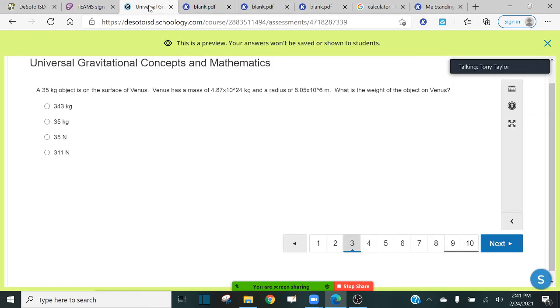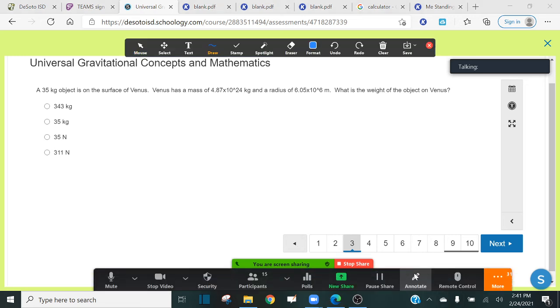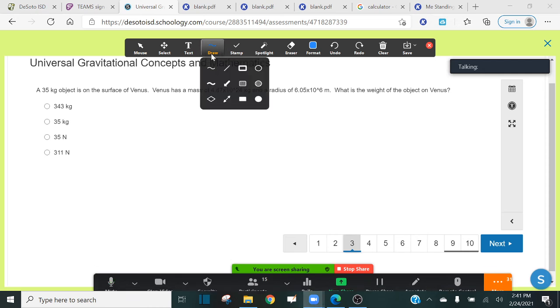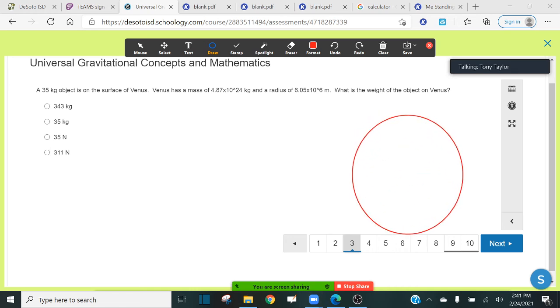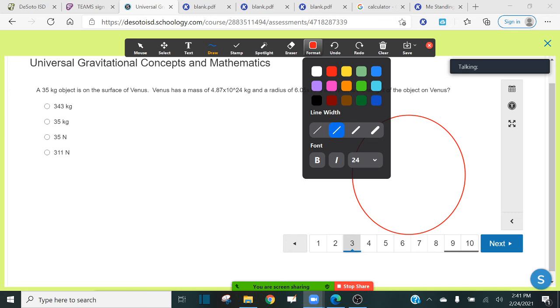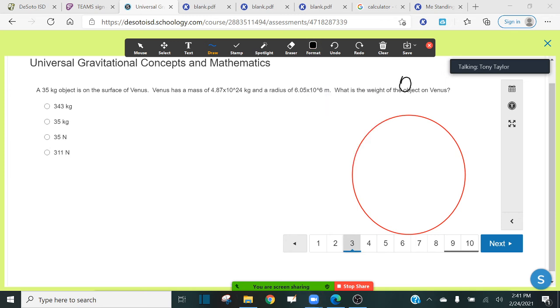So let me draw a picture of this. You guys understand what I'm saying? So imagine I'm standing on Venus. So here's the planet Venus, and this is me, standing on Venus. And let's say I have a mass of 35 kilograms.